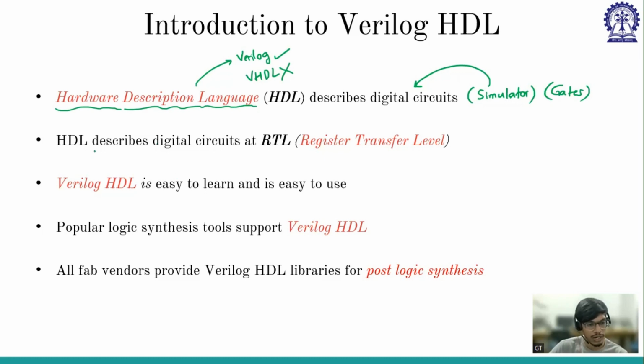In HDL, we describe circuits at RTL, the register transfer level, which is the lowest level of abstraction. On top of it, we write our code, and the simulator will realize the circuit. Whatever code we write, the simulator will convert that into a hardware circuit. And when we load the code into the FPGA, whatever the simulator has understood and made as that circuit will be dumped into the FPGA.